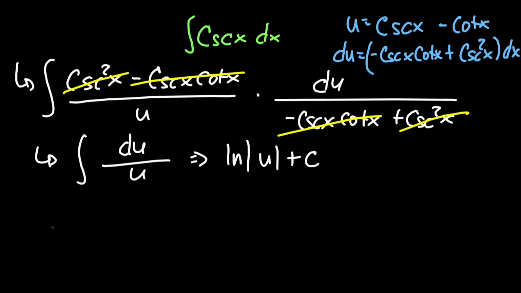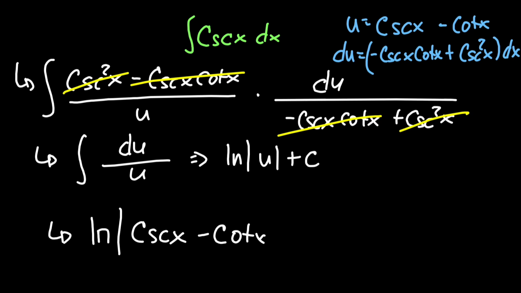And so substitute u back into its original form. This would be the natural log of the absolute value of cosecant x minus cotangent of x plus c.